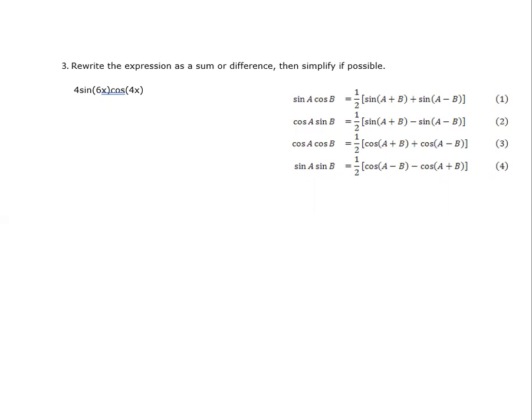For number 3 of the section 5.5, we're going to rewrite the expression as a sum or difference, then simplify if possible. We have 4 multiplied by sine of 6x multiplied by cosine of 4x, which will be in the pattern of the sine of A times cosine of B. We're going to follow this number 3 formula. So for our problem, we can rewrite it as 4 multiplied by sine of A times cosine of B.